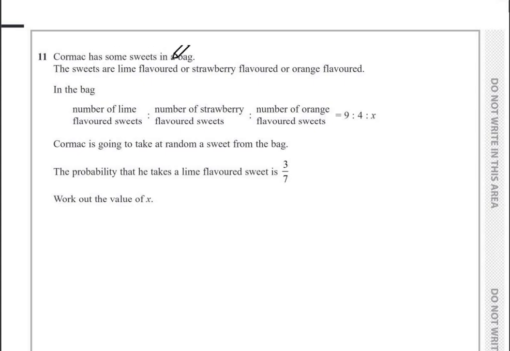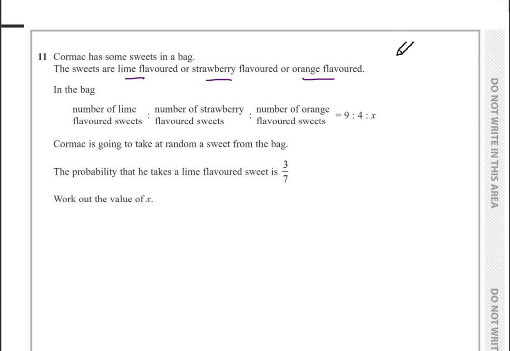So we have Cormac has some sweets in a bag. The sweets are lime flavored or strawberry flavored or orange flavored. In the bag, the number of lime flavored sweets to the number of strawberry flavored sweets to the number of orange flavored sweets equals 9 to 4 to x. Cormac is going to take at random a sweet from the bag. The probability that he takes a lime flavored sweet is 3/7. Work out the value of x.